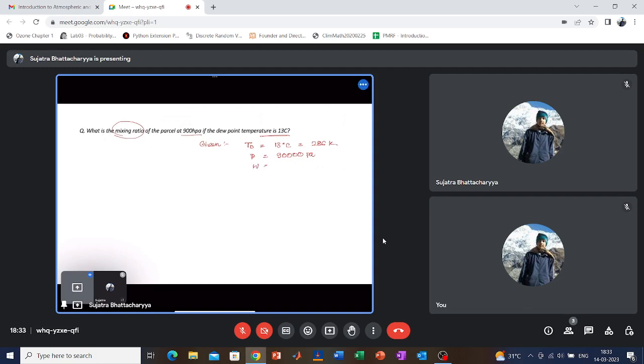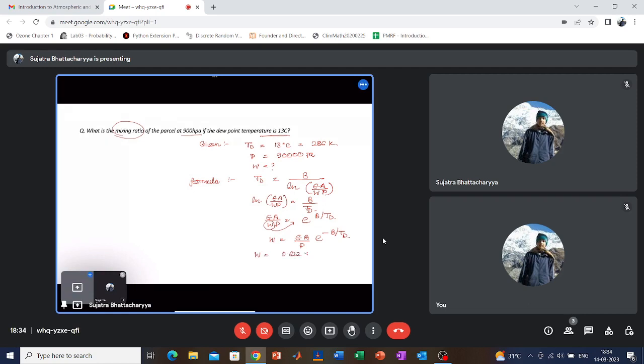The mixing ratio W we need to find out, and I know the formula, that is Td is equal to B by log of epsilon A upon Wp. I need W. Therefore, I will take this to the other side and it will be B by Td. Take the exponential on both sides, we get epsilon A upon Wp equals e to the power B by Td. Now W is required, so I take it to this side, therefore it will be epsilon A by P e to the power minus B by Td.